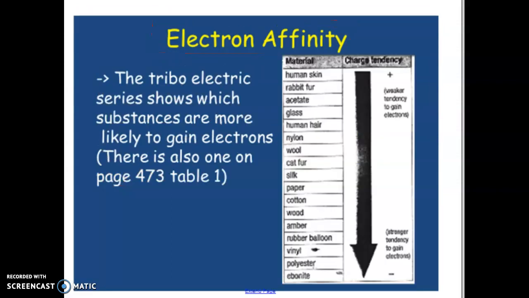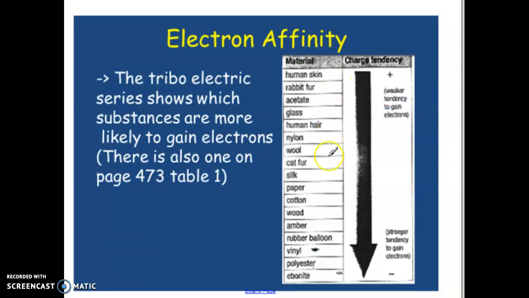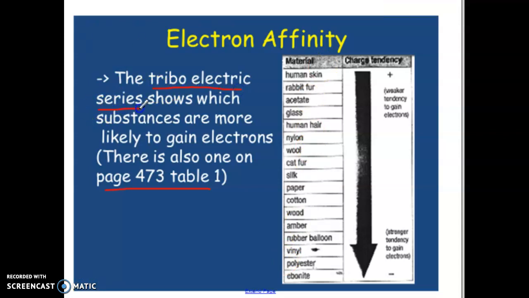Okay, so you have a table in your textbook that will show you a list of electron affinity. This one's a little bit different from your textbook. Your textbook one actually looks like this picture, but all of these charts look exactly the same. They work in the same way. So I'm going to use this one to teach you how it works, and then we'll look at the one that's in your textbook.